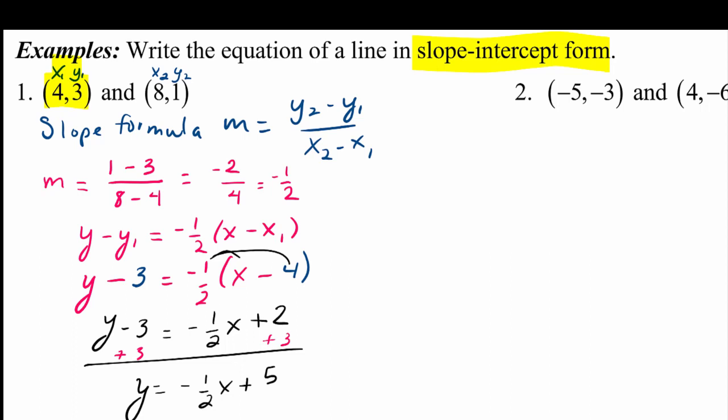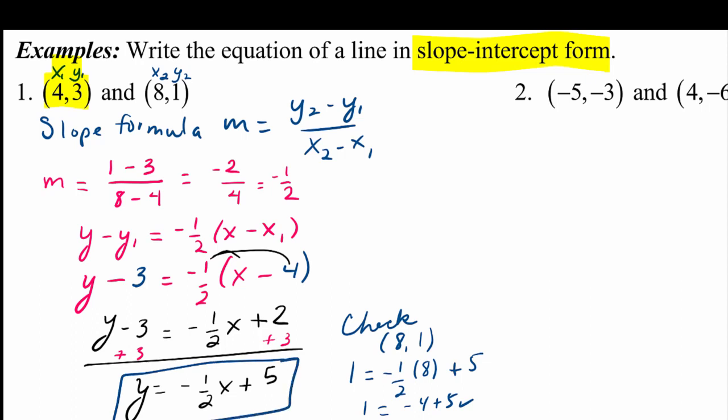If I was in a test situation and I wanted to check my answer, let me give you a hint. Use that second point, check with the point (8, 1). Remember, that's the point we did not use in the point slope form to find the equation. So I'll do this one check here. 1 equals negative 1/2 of 8 plus 5. Let's see if that's a true statement. Half of 8 is 4, so we get 1 equals negative 4 plus 5, and that does check. So here's the equation of our line in slope-intercept form.